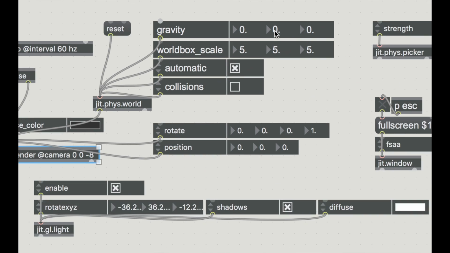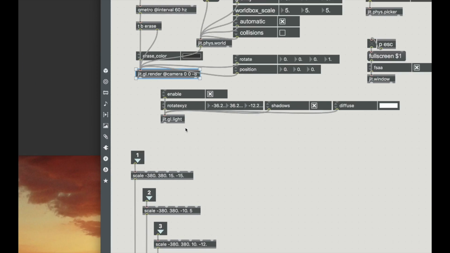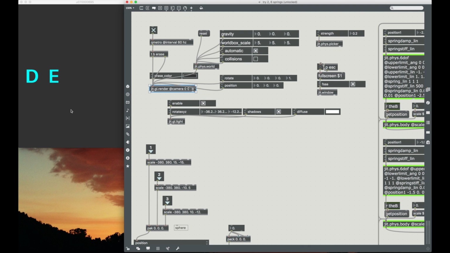I could make this negative 9.8, which is Earth gravity, and its scale is 5 meters by 5 meters by 5 meters. I also have a light right now. So as you can see, when I move my hand above the leap motion, you can see that there's a reflection in the top left of this blue circle. And that's caused by the light that I'm bringing in. And this light has a nice white diffuse, so it'll kind of light things pretty evenly.